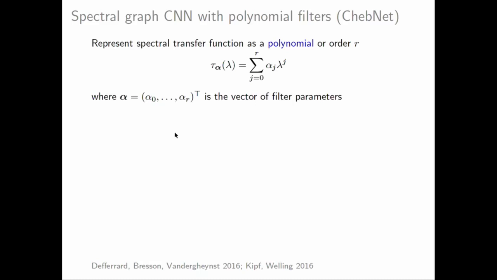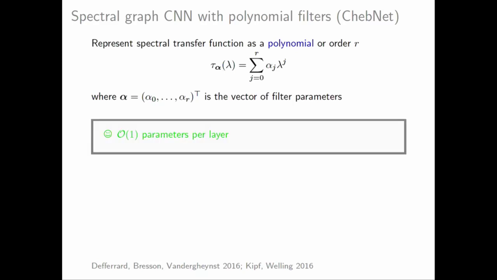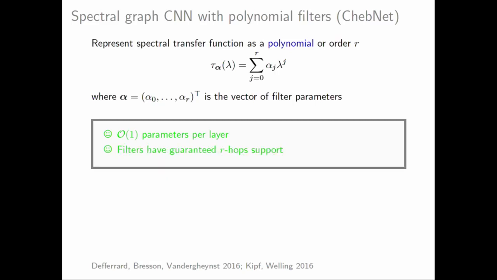Okay, so as I mentioned, it's our choice to define this smooth transfer function. A particularly convenient choice is a polynomial, or to be more precise, a Chebyshev polynomial. Basically, that's an orthogonal family of polynomials, and when we apply it to the Laplacian, we can write it as a sum of powers of the Laplacian. As a result, we get, first of all, a fixed number of parameters per layer. These are the coefficients of the polynomials. They parameterize our spectral transfer function. The filters are also localized, and they are guaranteed to have R-hop support.